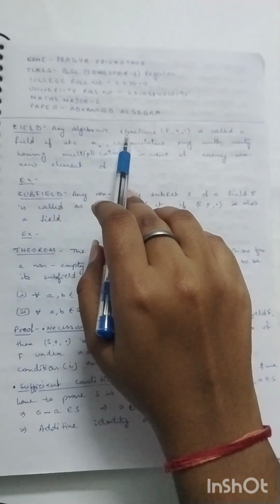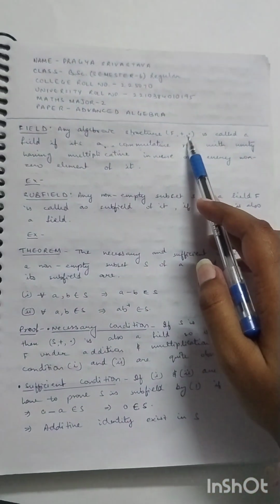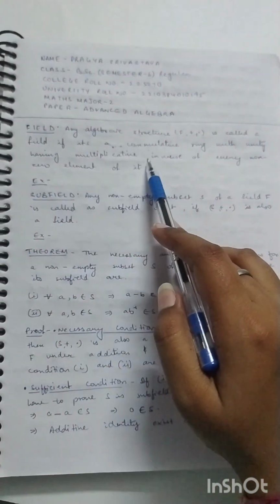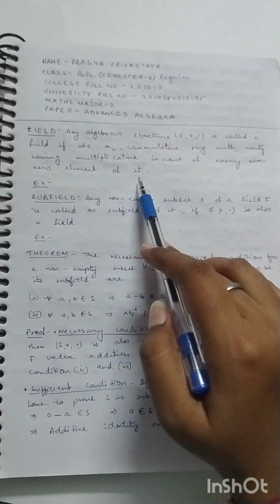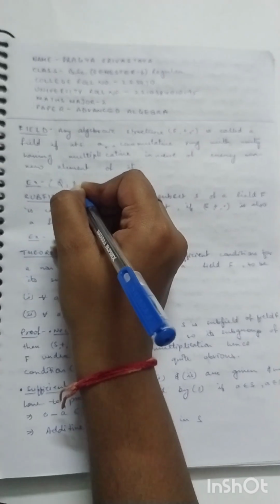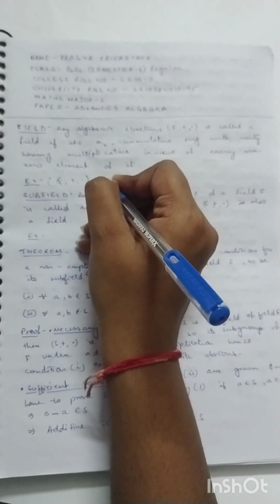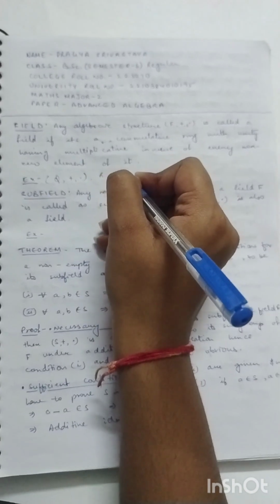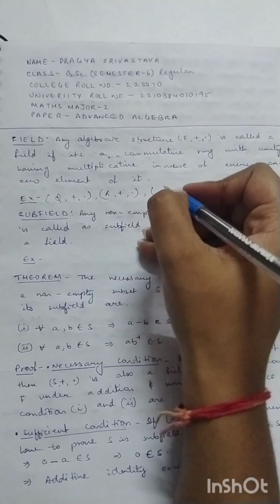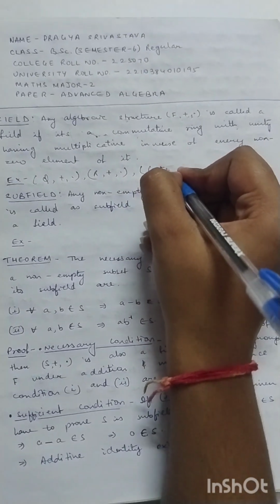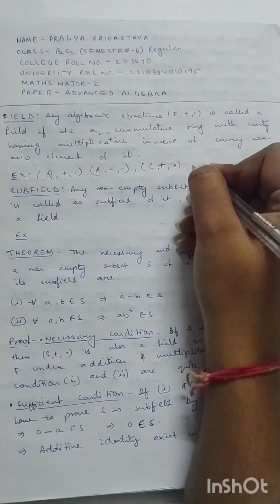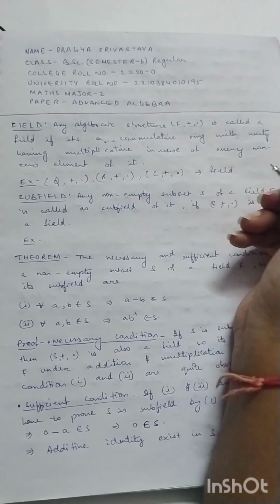Now, any algebraic structure (F, +, ·) is called a field if it is a commutative ring with unity having a multiplicative inverse of every non-zero element of it. For example, (Q, +, ·), or (R, +, ·), or (C, +, ·). These are examples of fields. All of these are fields.